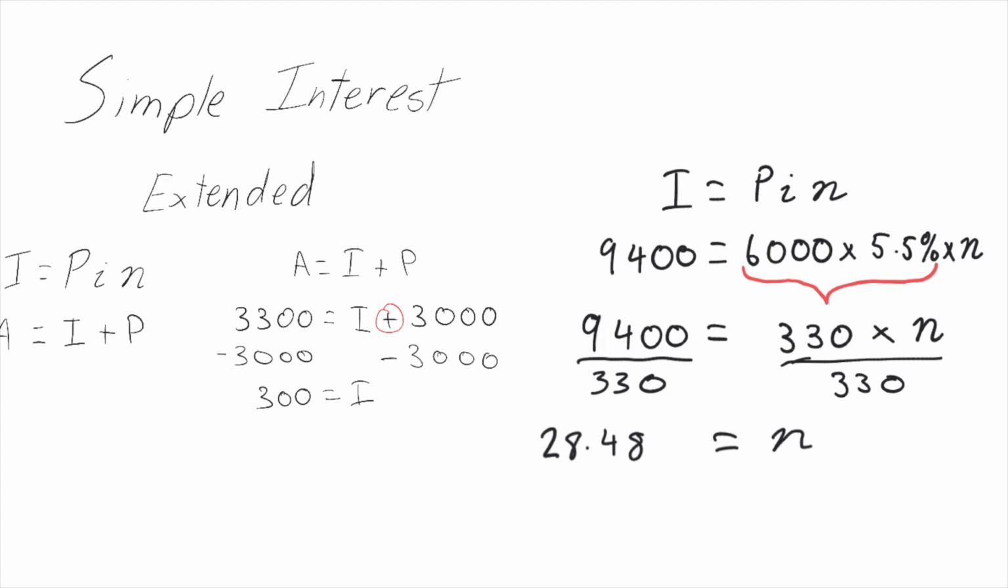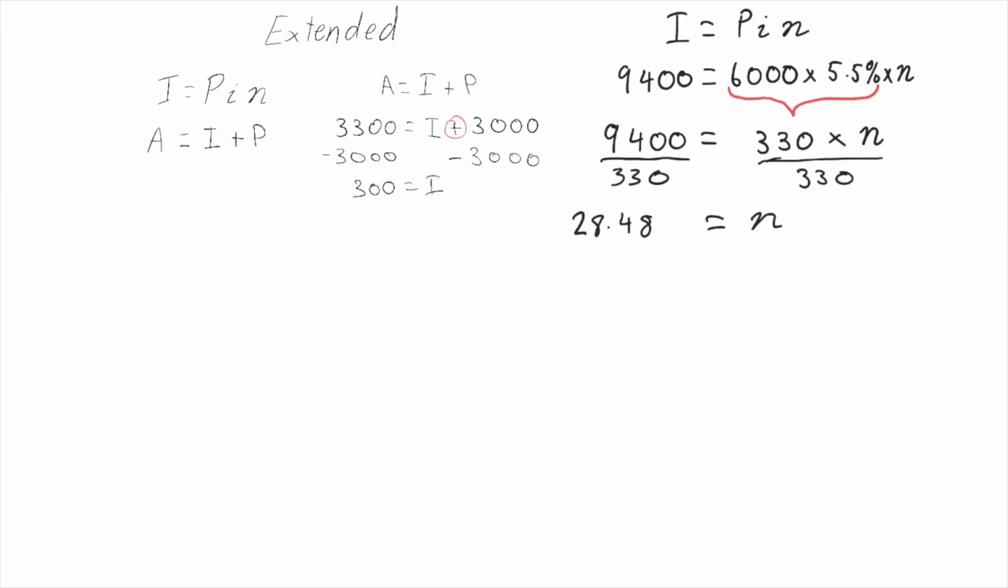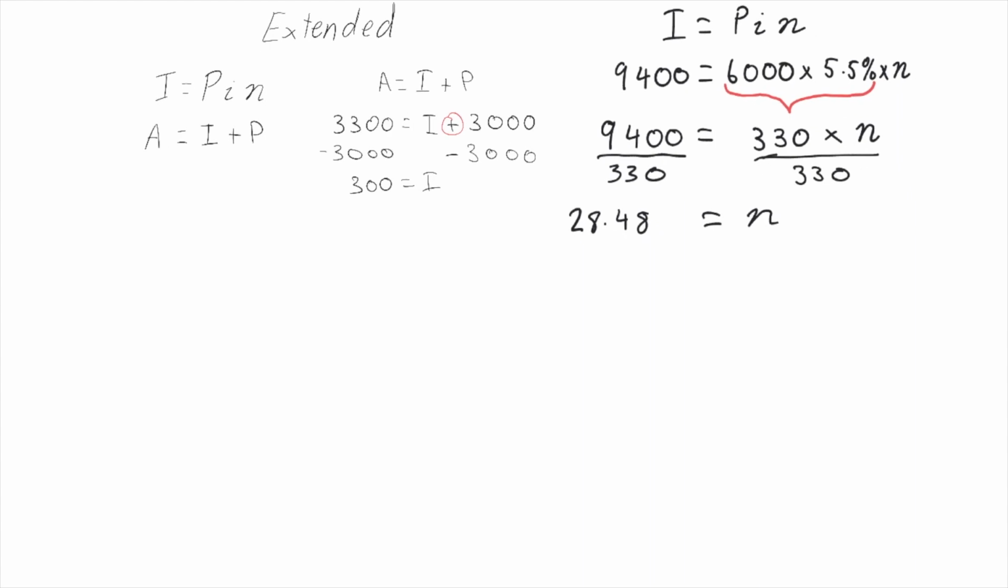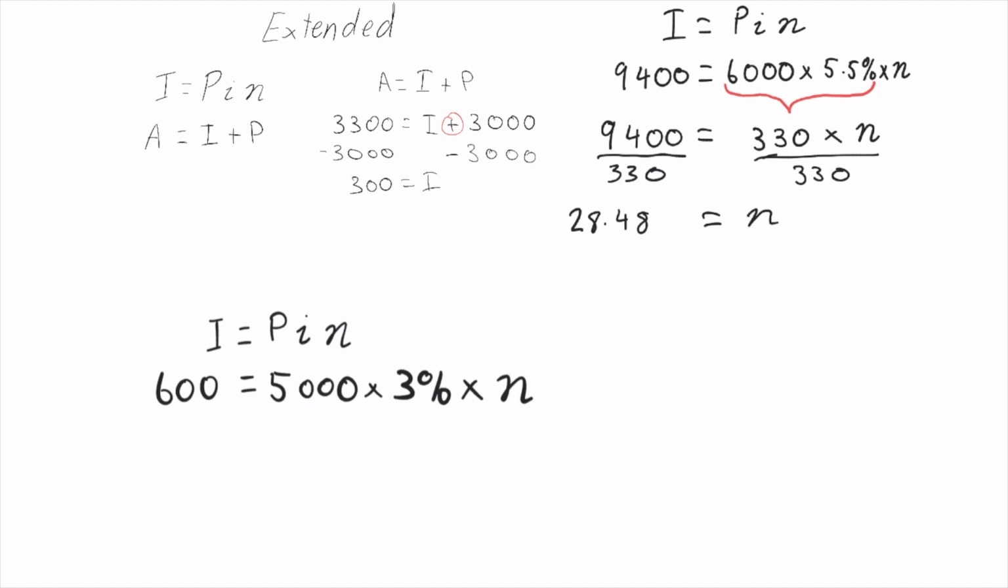So from here, I'll get you to try one as well. Pause the video, have a crack at it. So have a go at this one. I equals PIN. I will give you the interest that you pay, which is 600. I will even give you the principal, 5,000, and the interest rate of 3%, but I want you to find how long the loan is for. Pause the video, see how you go.